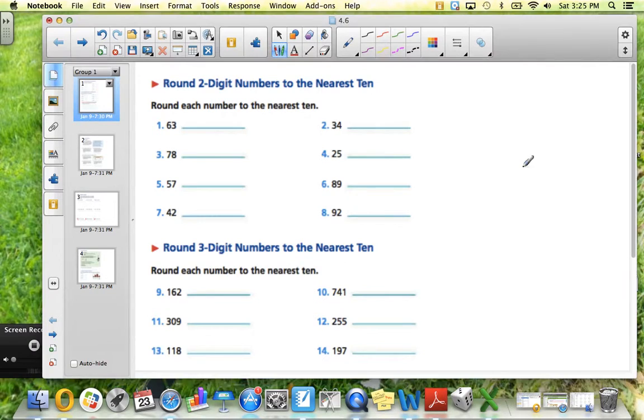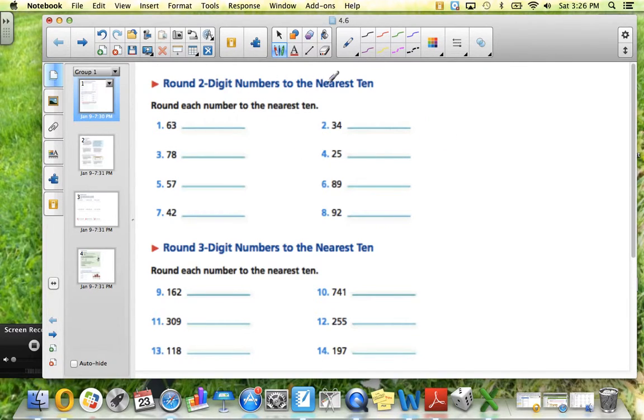All right, kiddos, we are working on Unit 4, Lesson 6. We are going to round numbers to the nearest 10 to estimate sums and differences. So we're going to be using our SAB pages 225 through 228. So let's get started. All right, so page 228.